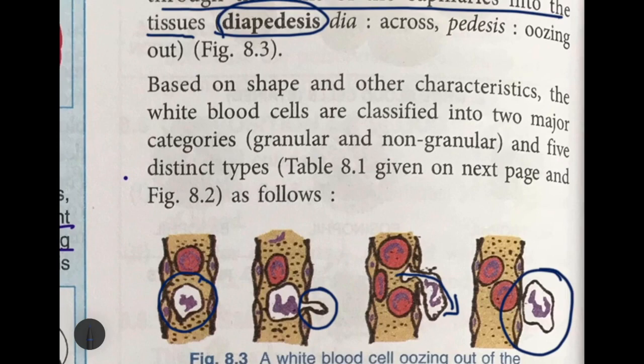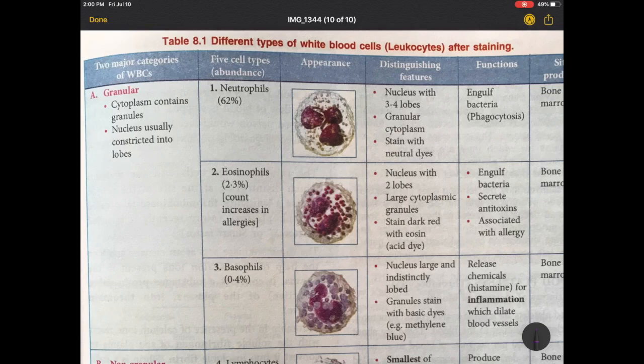Now, based on shape and other characteristics, the white blood cells are classified into two categories, that is granular and non-granular, and 5 distinct types. When we talk about granular white blood cells, they are called granular because their cytoplasm contains granules. It is grain-like, okay? And the nucleus is usually constricted into lobes. So here you can see in this diagram the nucleus, 1, 2, 3 lobes.